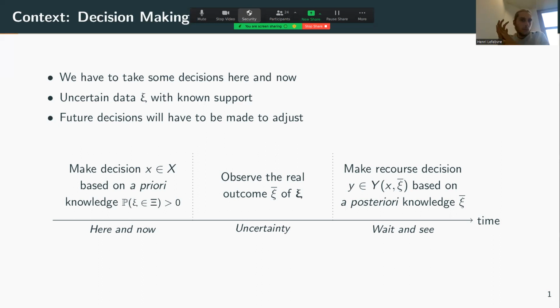But anyway, we're dealing with uncertain parameters, and we're studying problems which feature a two-stage decision process, where you have here-and-now decisions. These are the X variables that you have to take before you can observe the uncertain parameters, and wait-and-see decisions, which are the Y in this talk, which you take at a later instance, when you actually can observe the uncertain parameters.